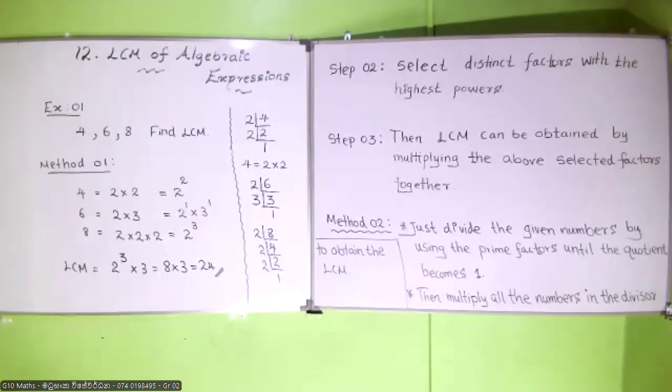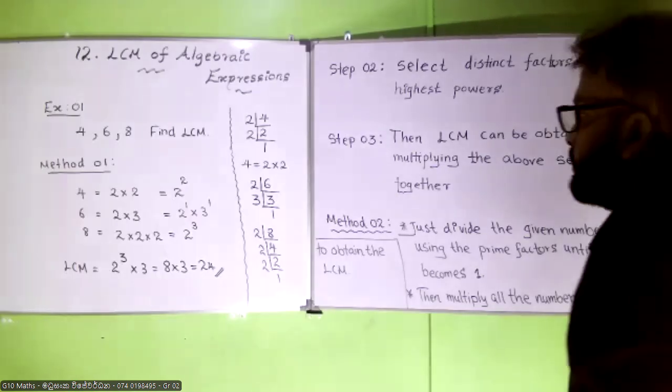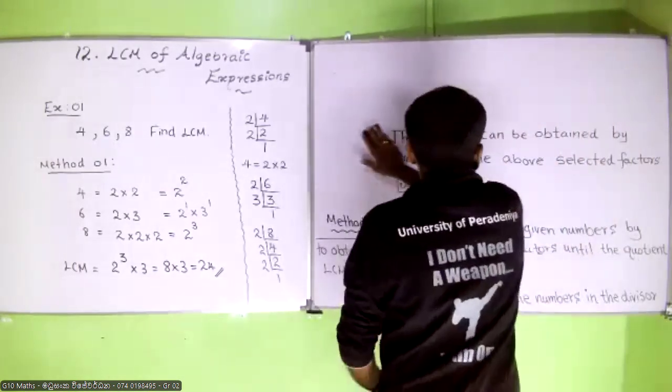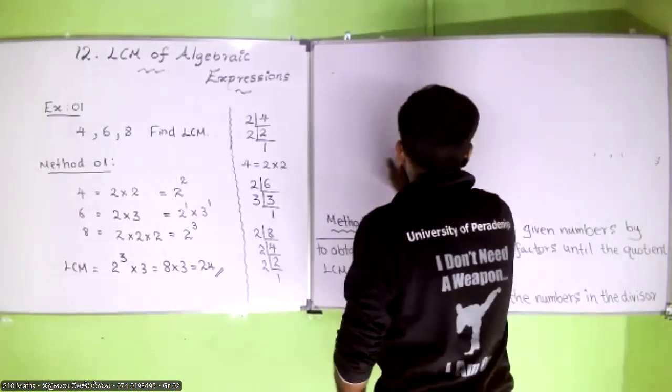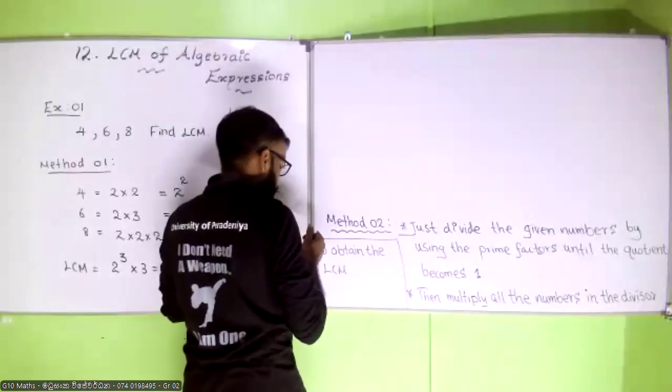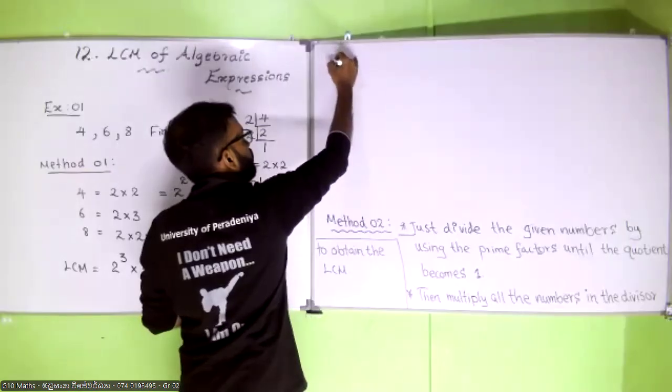Okay, guys. So I will give you another example to do. This is method one. So let's do method two as well. Method two, you know already. So how to do this by using method two?